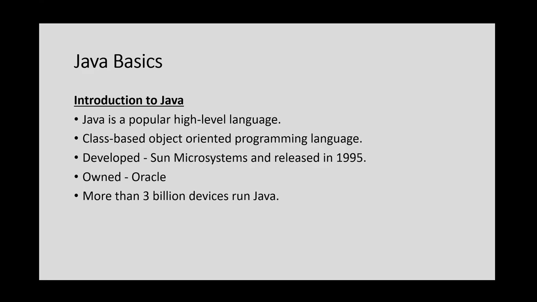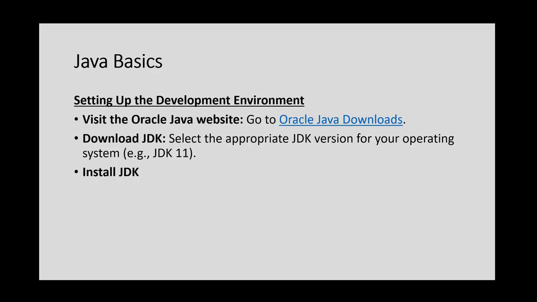For things like cloud structure and infrastructure-level software, we will be using Java itself. Once it was developed by Sun Microsystems, it came to be owned by Oracle, and now more than 3 billion devices are running Java. As I've told you, to run the DSA code in Java, you need to have the development environment set up in your system, so you need to download the JDK.